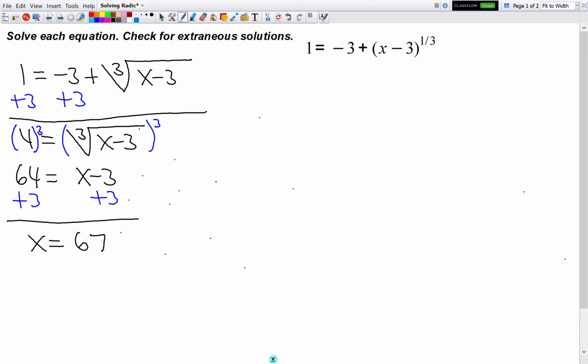Okay, so when you check your answer, here's what you got to do. You got to plug your 67 into your original problem. Well, not really the original. I can change this to the cube root symbol if I want to. Make sure you don't have to put this line, but I tell my students to put this line because it tells them that they're not allowed to have the two sides interact.